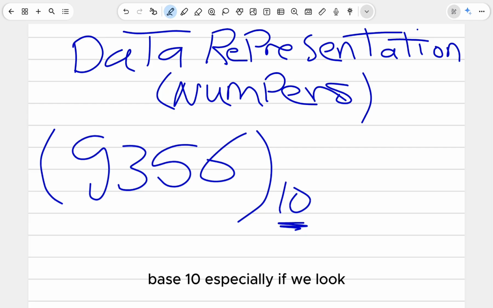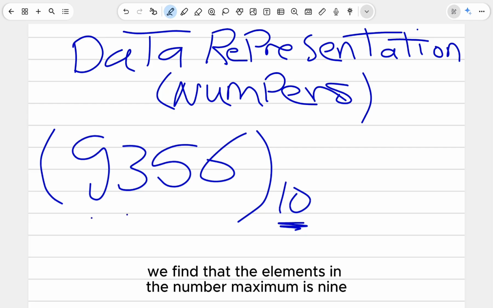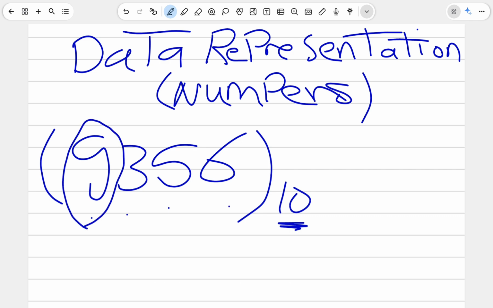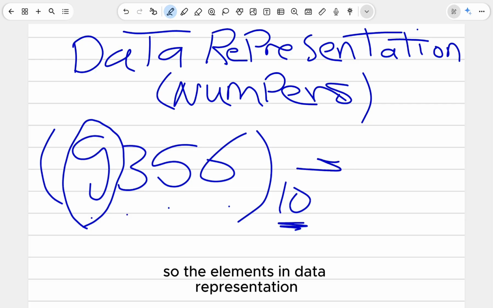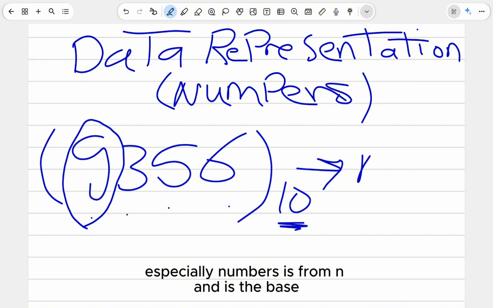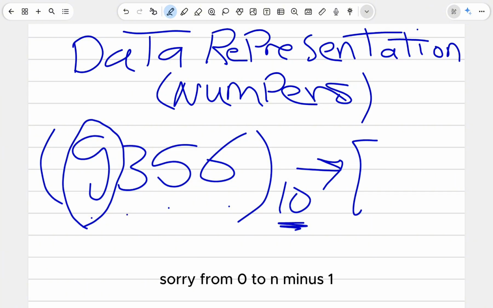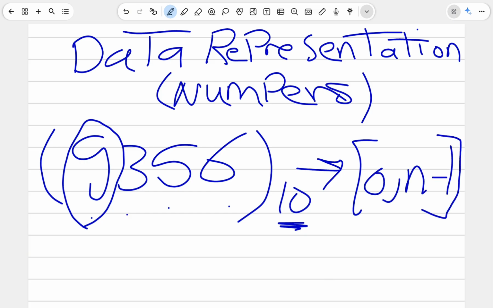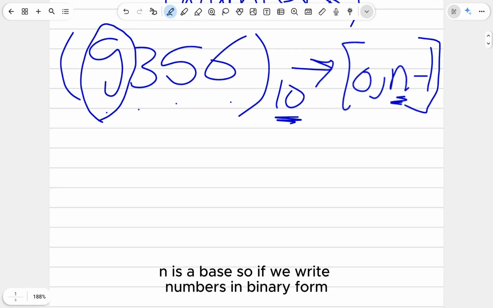If we look, we find that the maximum element in the number is 9. So the elements in data representation, especially numbers, are from 0 to n minus 1, where n is the base.